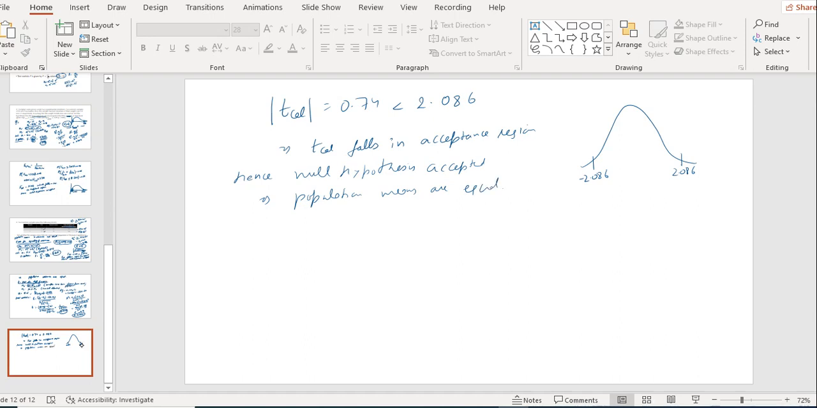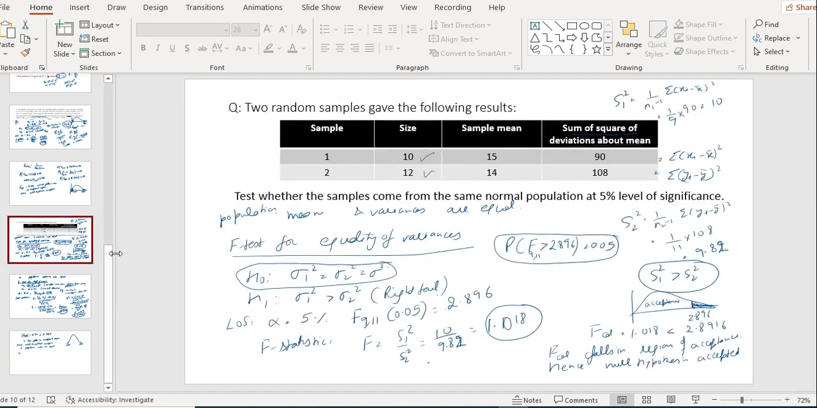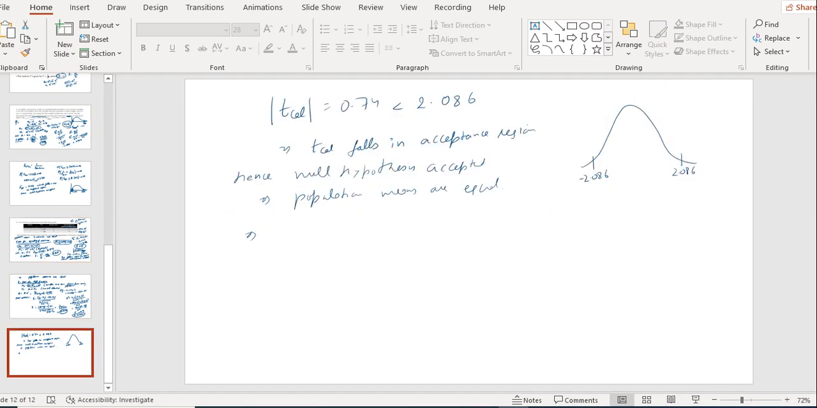So what do we conclude overall? We conclude that both the samples have been drawn from the same population, because population means are equal and variances are equal. So this is the overall conclusion of this question.